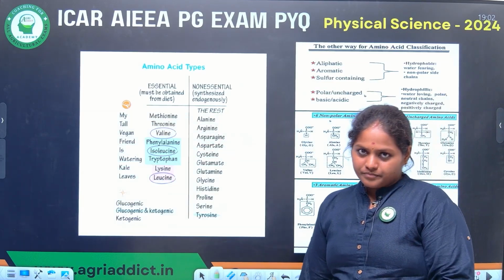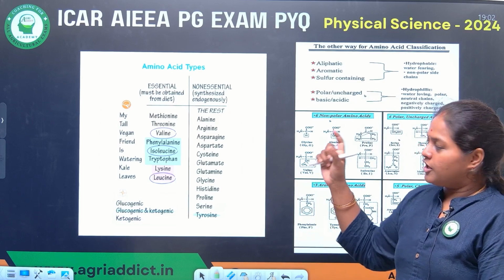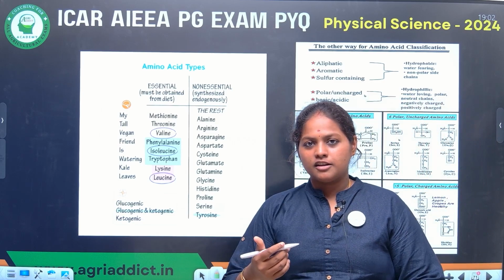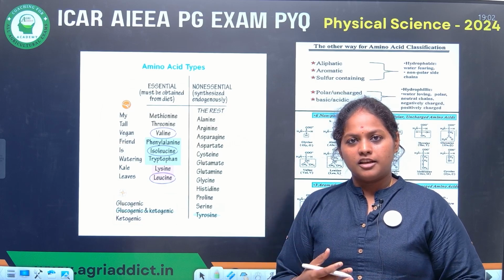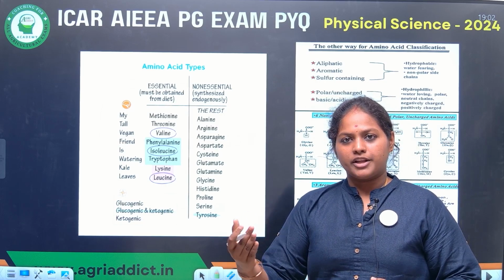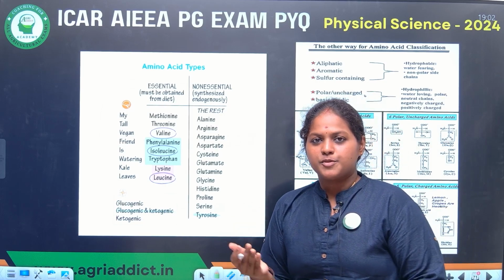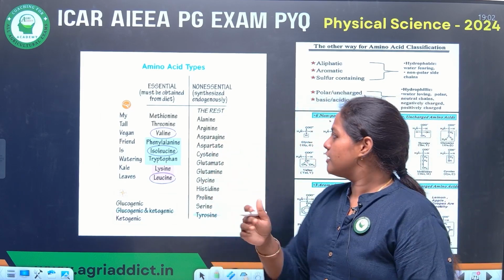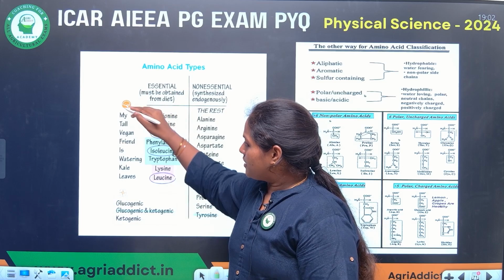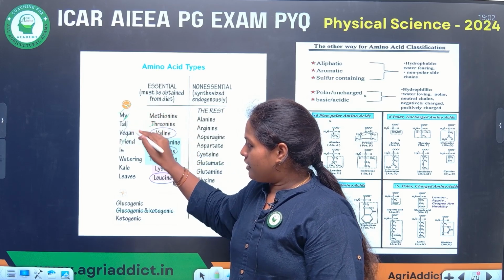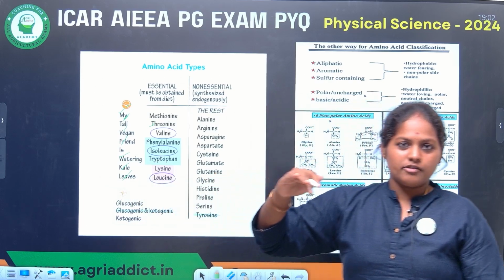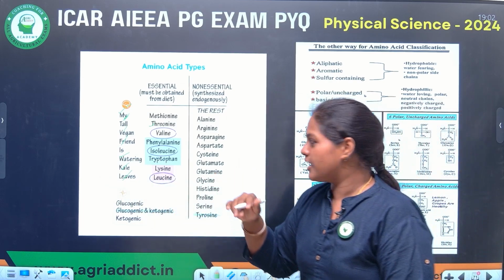Here I have given you a code to remember essential and non-essential amino acids. Essential amino acids are not naturally available in our body, so we have to take them from external sources, especially from diet. What are the essential amino acids? The code to remember is my tall vegan friend is watering kale leaves. My tall vegan friend is watering kale leaves.